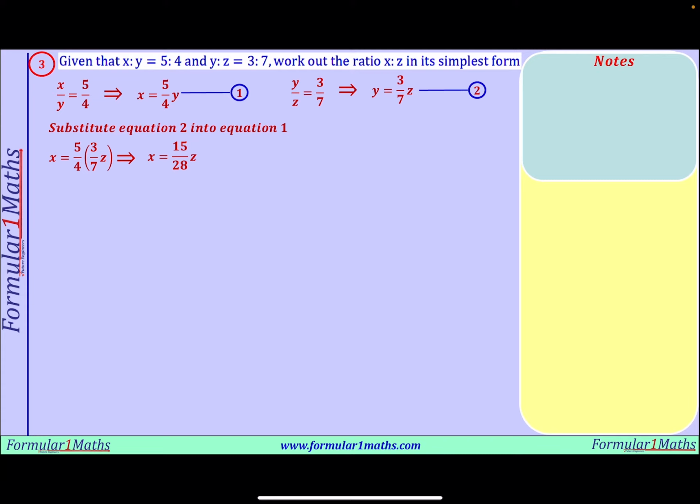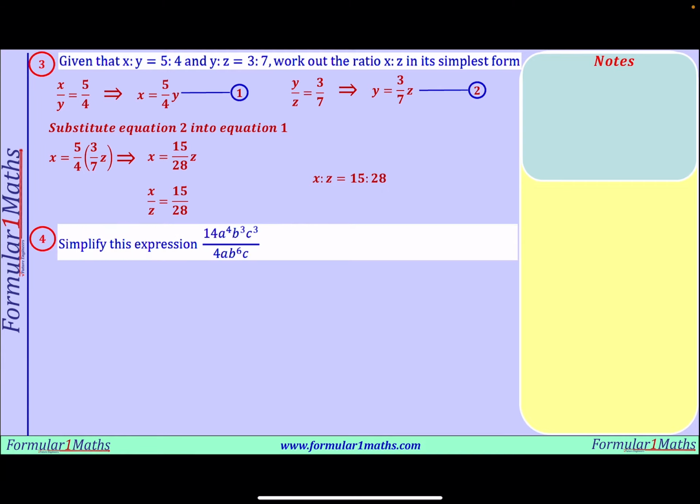We can rewrite this equation here as x over z equals 15 over 28, because this is 15 over 28 times z, and the z coming over here would divide. And because we've got this, our ratio is simply x to z is equal to 15 to 28. And that's the simplest form. We cannot reduce this fraction further. All right. So that's question 3.